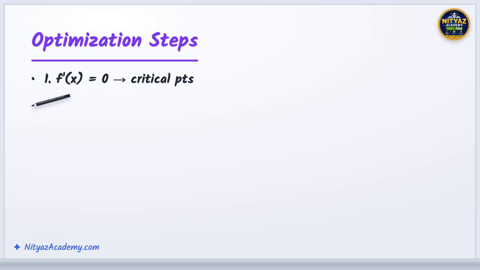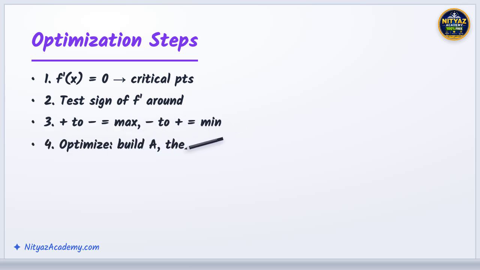Let's recap. Set the derivative to 0 to find critical points. Check the sign of the slope on each side to classify them. Plus to minus is a maximum, minus to plus is a minimum. For word problems, write the quantity you want as a function, differentiate, set it to 0, and solve. That's how calculus finds the best answer.